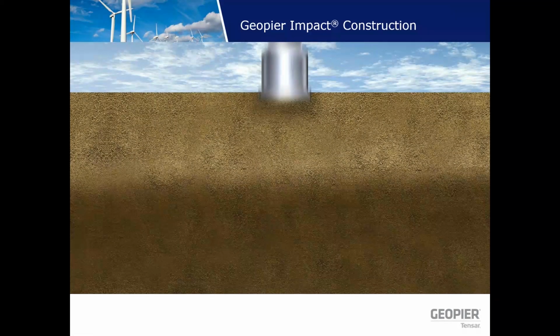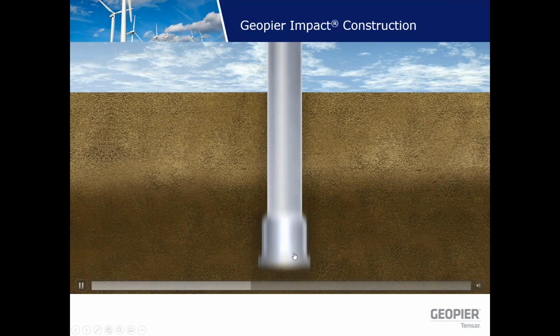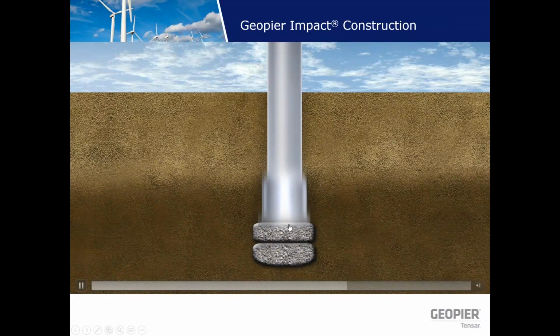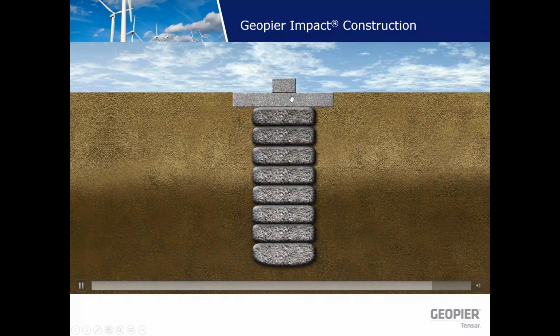So the mandrel is advanced to the design depth. Remember, the chains inside are creating a plug. And as you withdraw the mandrel, the chains go lax, the aggregate comes out, push back down, the chains bunch up, form a compaction surface, and create these 2-foot lifts of aggregate. You repeat that process up to the ground surface.